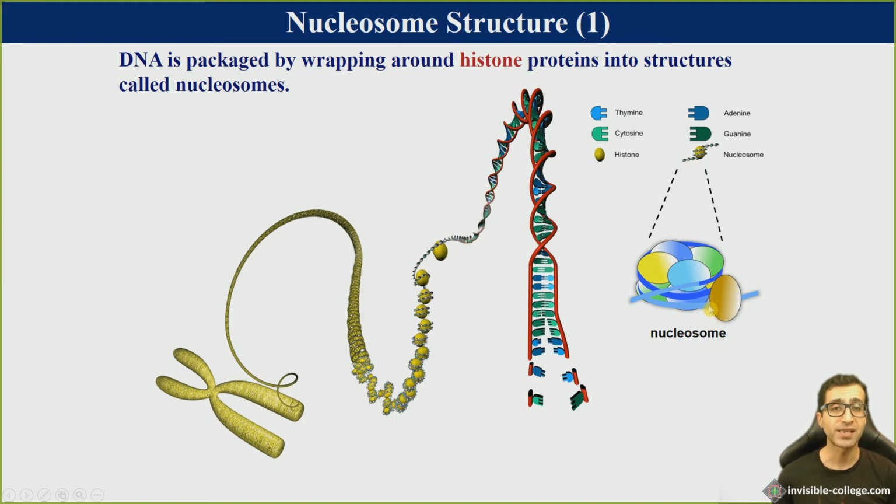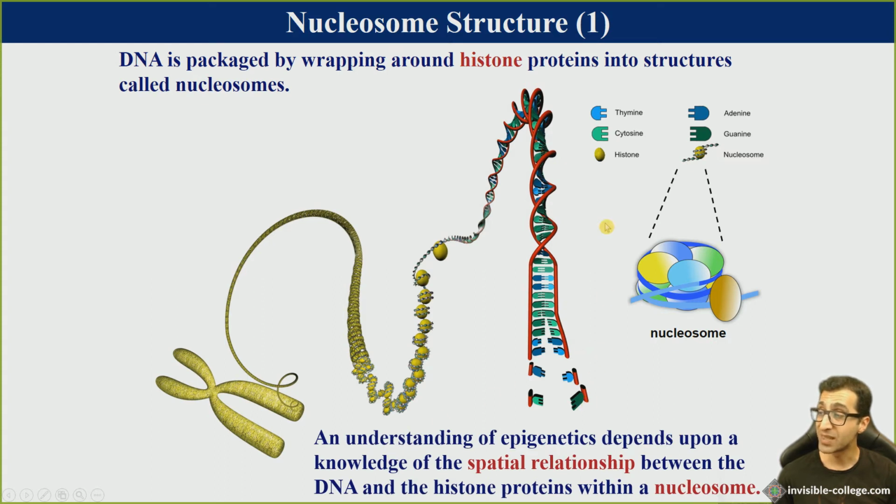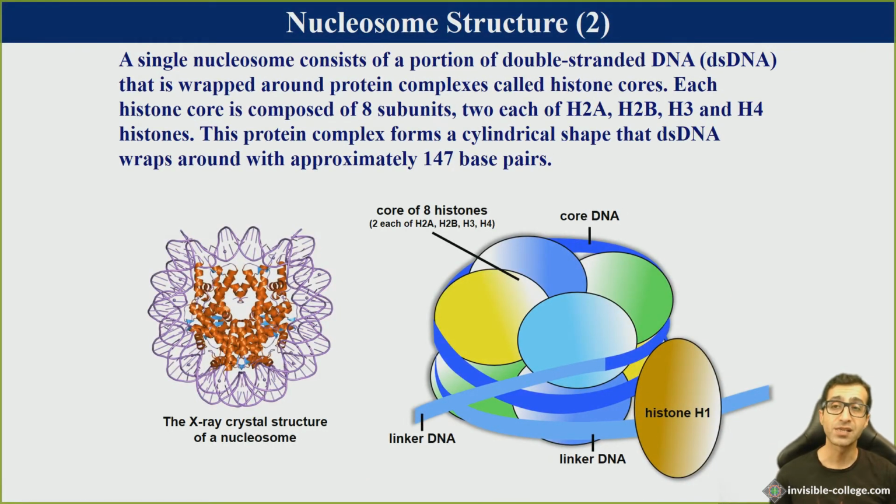Now, an understanding of epigenetics actually depends upon the knowledge of the spatial relationship between the DNA and the histone proteins found in these packaging units called nucleosomes. Now, a single nucleosome actually consists of a portion of double-stranded DNA which is wrapped around protein complexes called histone cores. Now, each histone core is composed of 8 subunits, 2 each of H2A, H2B, H3, and H4 histones. Now, this protein complex forms a cylindrical shape that the double-stranded DNA wraps around with approximately 147 base pairs per nucleosome.